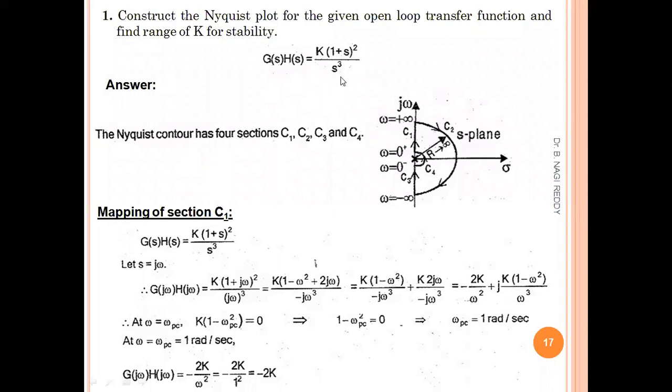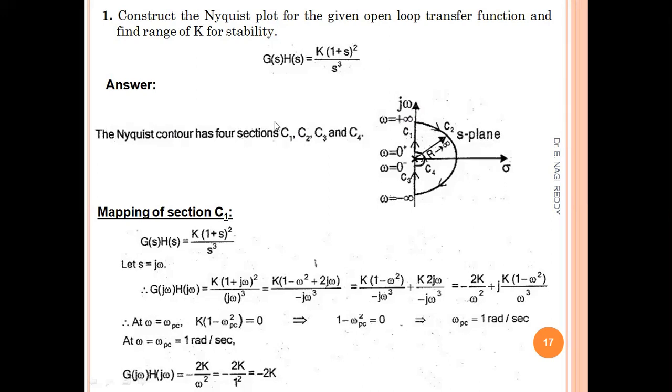Here only 3 poles are there, and all the 3 poles are lying on the origin. That's why we will get the extra contour C4, and the remaining contours will be as they are: C1, C2, C3 and C4. So in total we will have 4 sections. We need to map all these 4 sections in the same way we did in the previous problem. Section by section we have to draw the G(s)H(s) plane, and at the end we need to club all the 4 sections to obtain the final G(s)H(s) plot, like this plot.